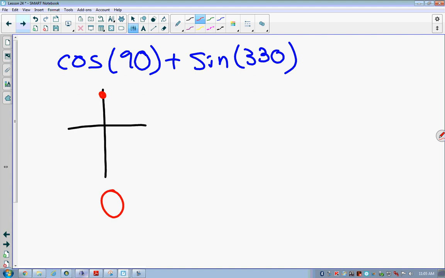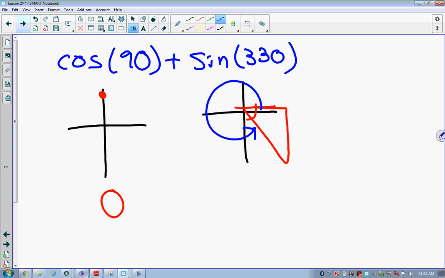All right, sine of 330. Well, 330 is going to be down here. What's the reference angle? What's this angle right here? 360 minus 330. 50? No, 360 minus 330 is 30.